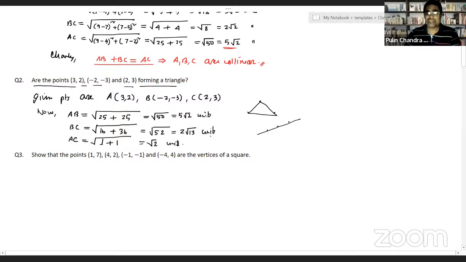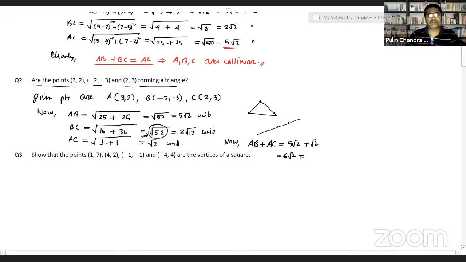So now here, can you identify which one will be bigger? Obviously you can identify that this is the square root of 52. So this will be the biggest, right? So now I can write like this. AB plus AC, the smaller two sides. AB is 5 root 2 and this is root 2. So together this gives us 6 root 2.